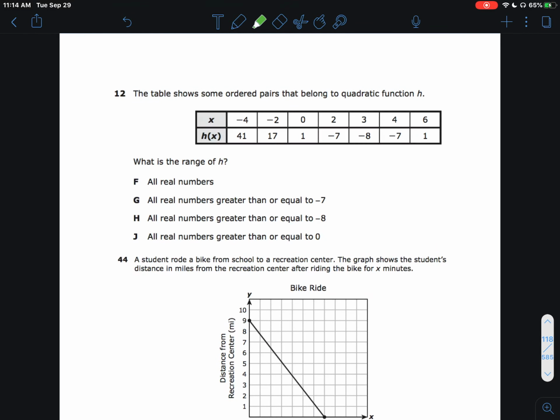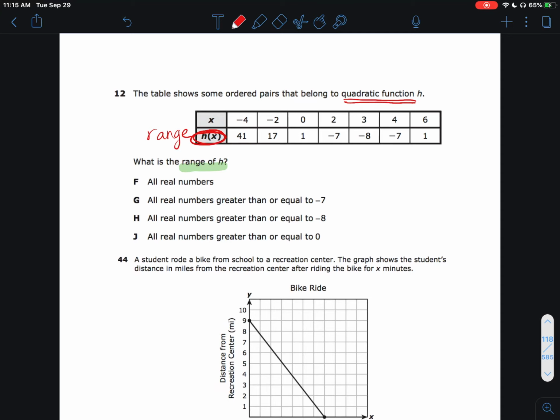Now, here's an interesting one, number 12. They're asking for the range of h. So I know that we haven't learned this yet, but you can totally understand this just by using your head a little bit. So take a look at this number. These are my y's, my range.